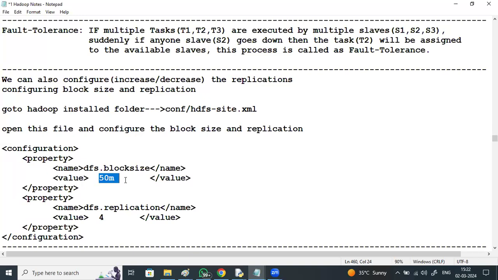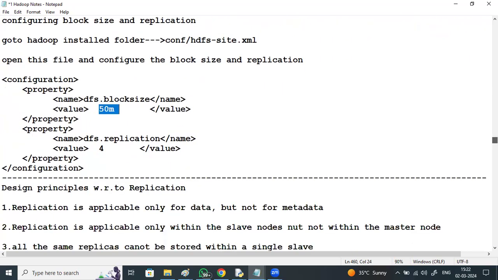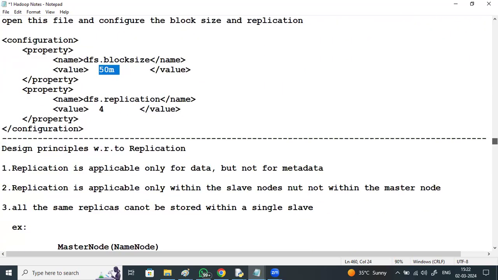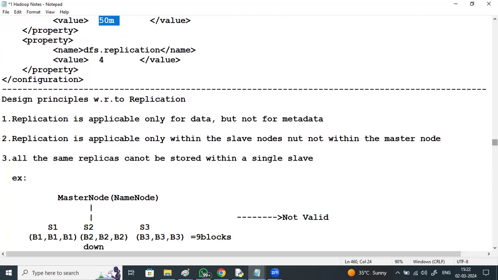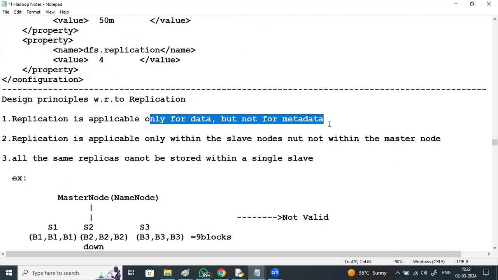But here I have a query. Okay, before that, design principles with respect to replication. Replication is applicable only for data, but not for metadata. The metadata is stored in the master node.